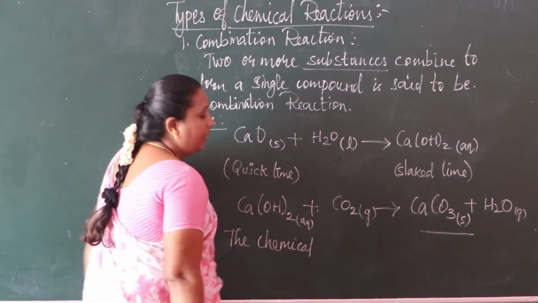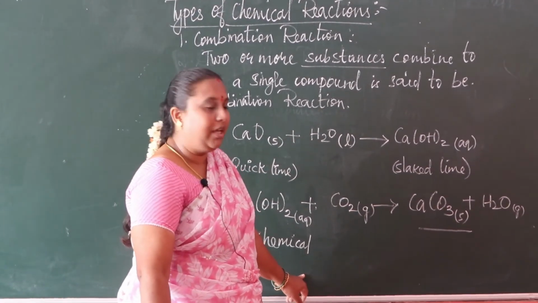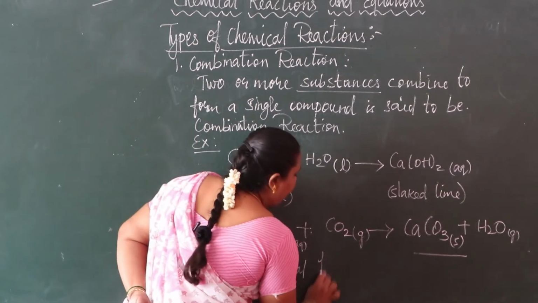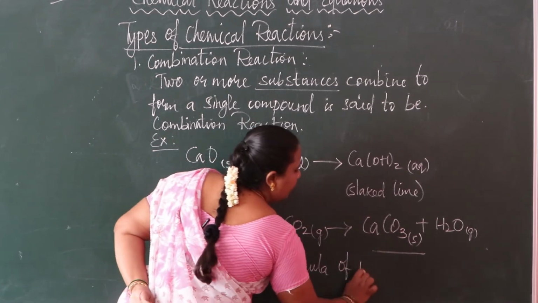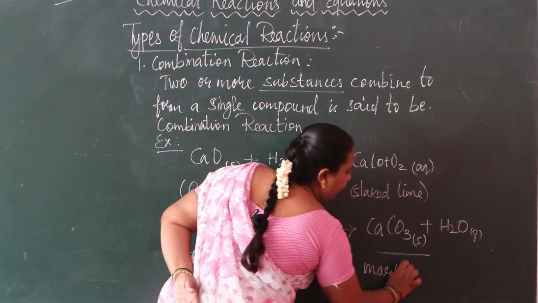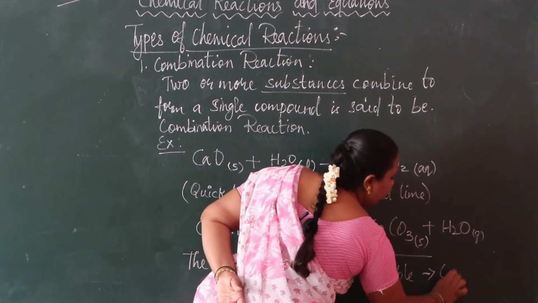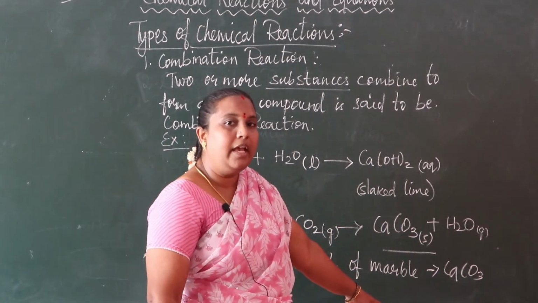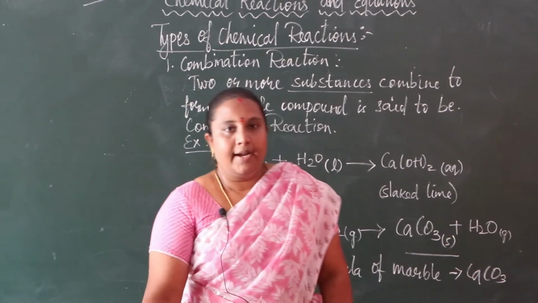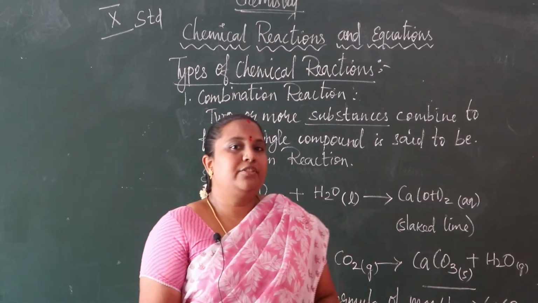It becomes a 1 mark question, so keep in mind the chemical formula of marble. The chemical formula of marble is CaCO3. Okay, understood, children?